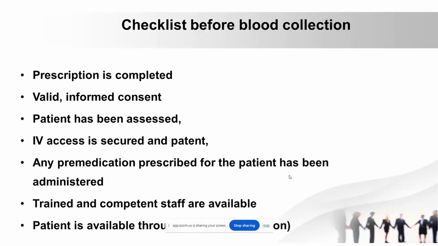Checklist before blood collection. The prescription should be complete, and a valid informed consent by the patient or the attendant has to be secured. The patient has to be assessed. The IV line should be secured, patent, and reliable. Any premedication prescribed for the patient has to be administered prior to transfusion.